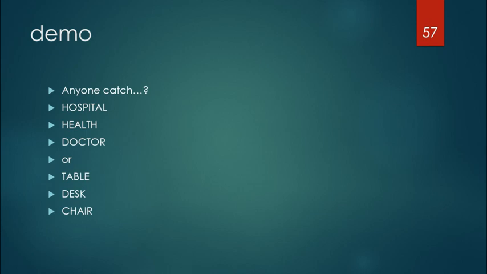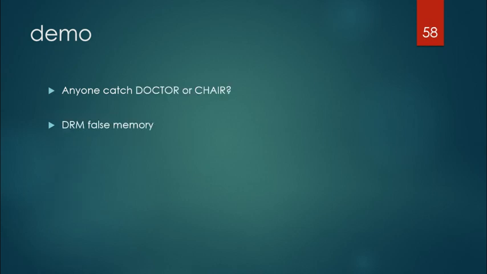If you said yes to doctor or chair, those words were actually not presented. Hospital, health, table, and desk were presented. Doctor and chair were not. If you remembered those two words as being presented, this is an example of what we call a DRM false memory. DRM stands for Deese, Roediger, and McDermott. Those are the three psychologists kind of famous for discovering this phenomenon.